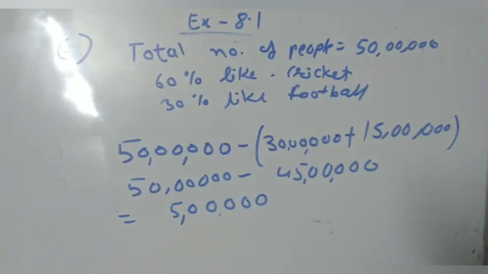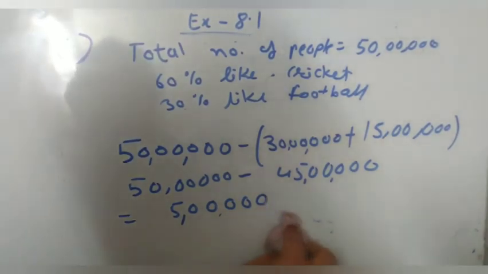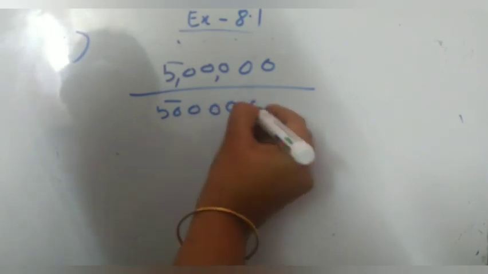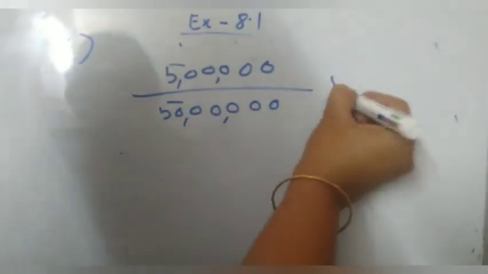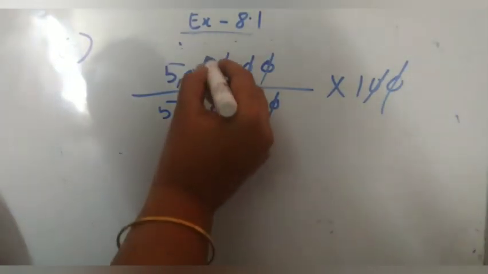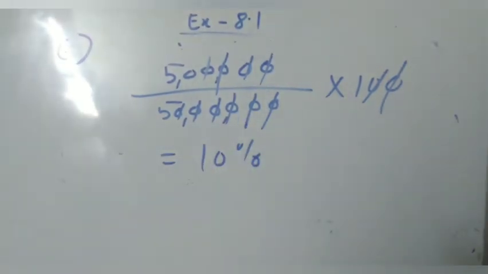Now we have to find the percentage of the people who like other games. So 5 lakh out of 50 lakh into 100. 5 lakh people like other games, so 5 lakh out of 50 lakh into 100. So this 0 will be cut, so it will be 10%.